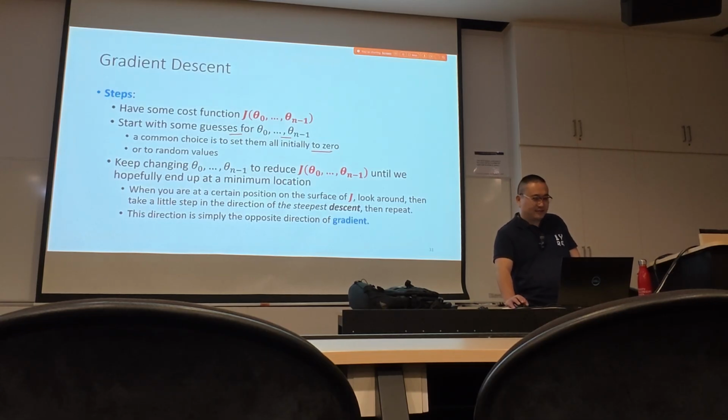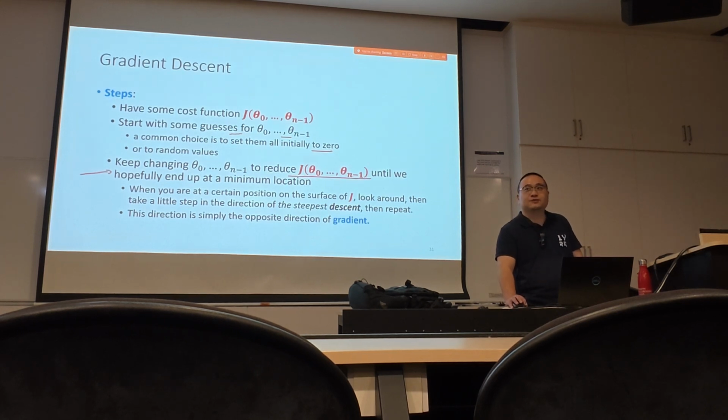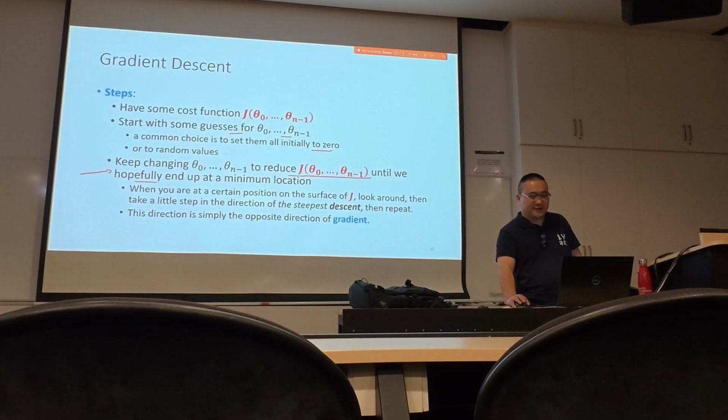And then we want to keep changing the parameters. But when we update the parameters, we want to reduce the cost, because at the end, we want to achieve as small a cost as possible. So during each update, we want to reduce the cost. And here, hopefully, we end up with a minimum location.